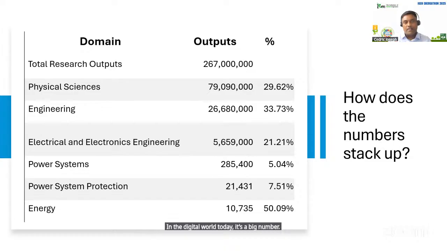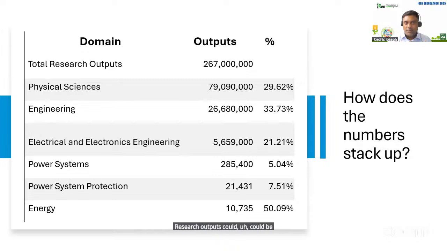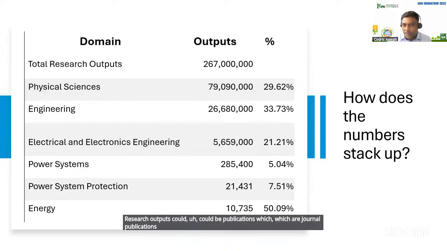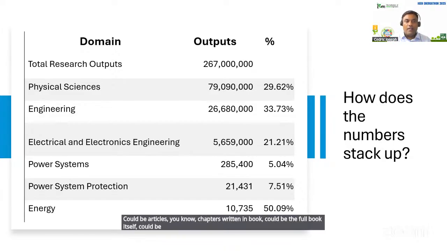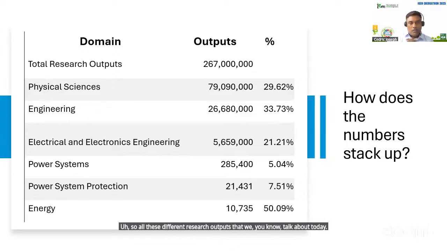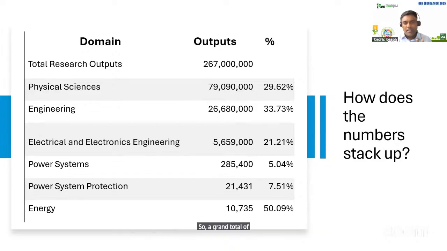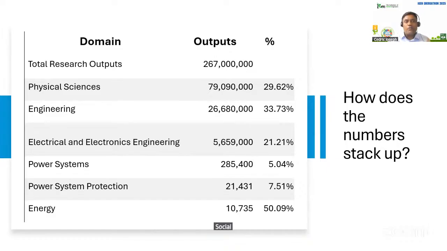267 million research outputs have come out. Research outputs could be journal publications, conference proceedings, articles, chapters written in a book, the full book itself, a data review, or case reports. So all these different research outputs that we talk about today add up to a grand total of 267 million, encompassing physical science, life science, health science, social science, everything put together.